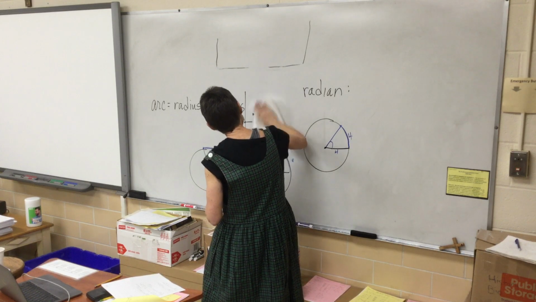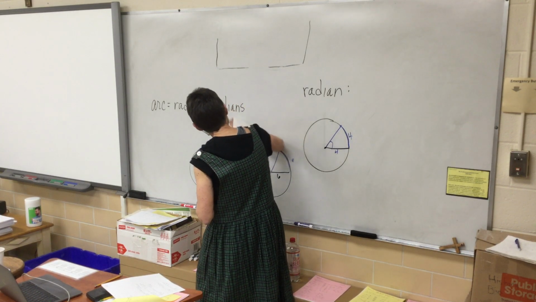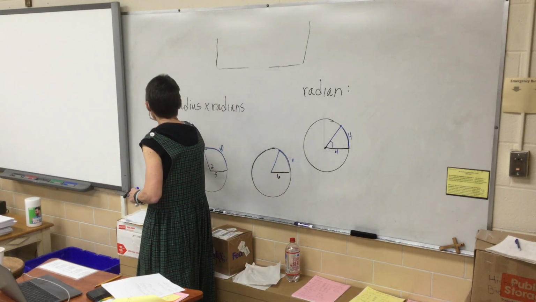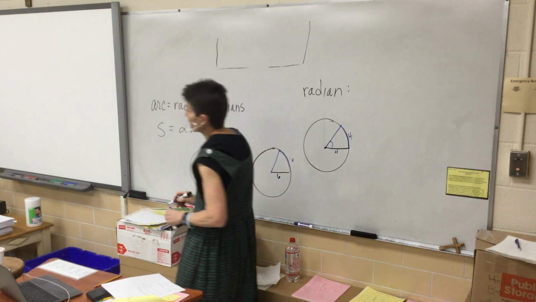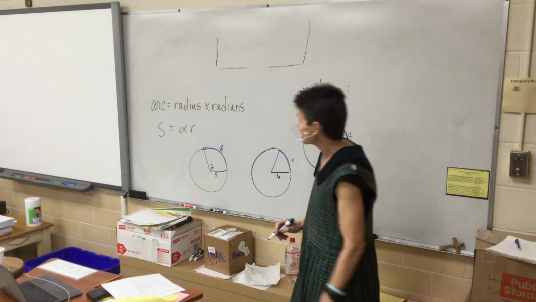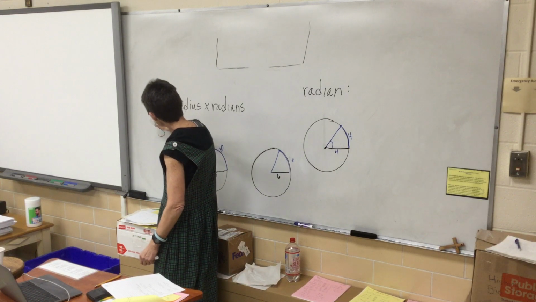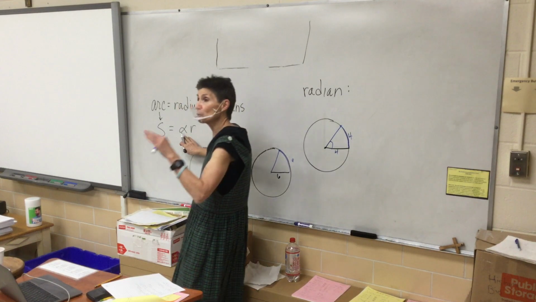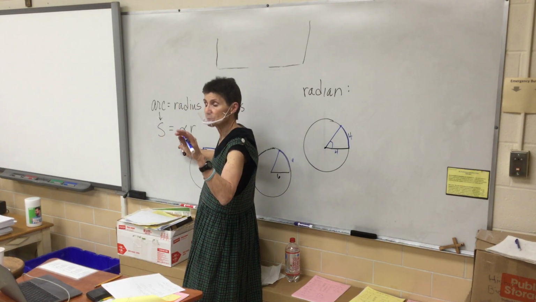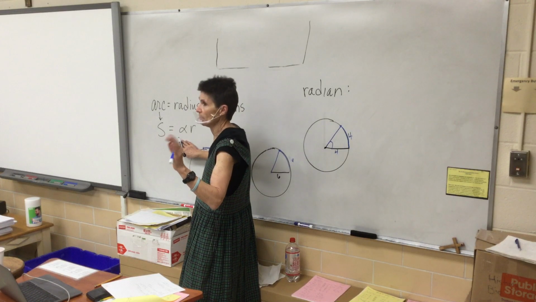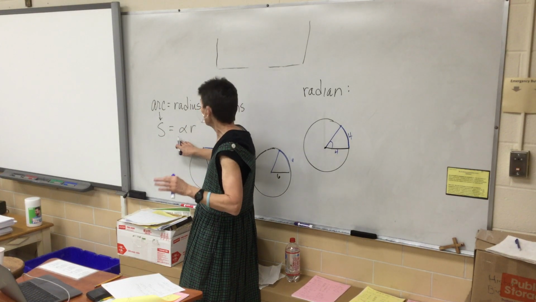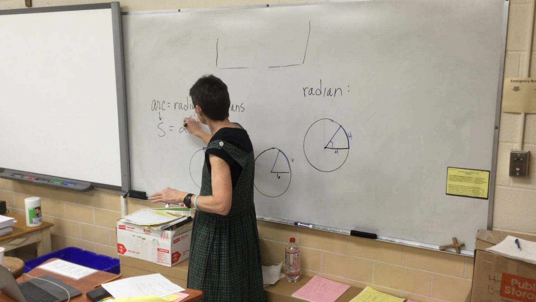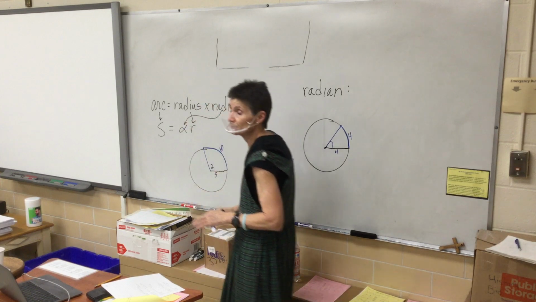Now, if you look in your book, they're not going to say it that way. If you look in your book, they're going to say S equals alpha R. S is the letter they use for arc length. Alpha is a Greek letter. Trigonometry was really studied by the Greeks, and so we use a lot of alpha, beta, gamma, theta, a lot of Greek letters. That's an angle. And R is the radius.